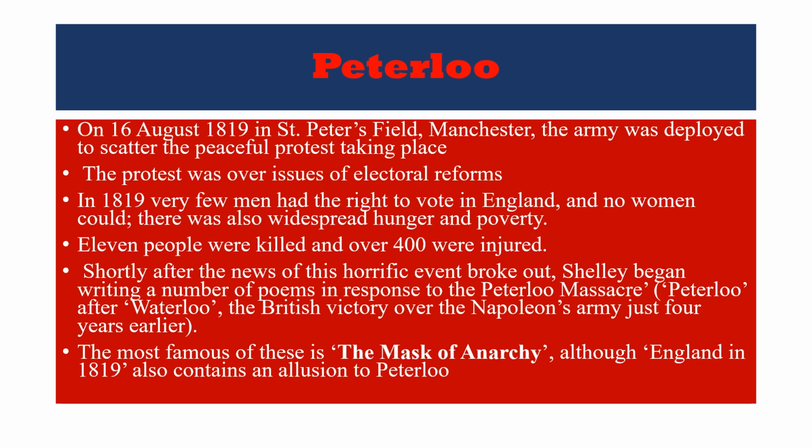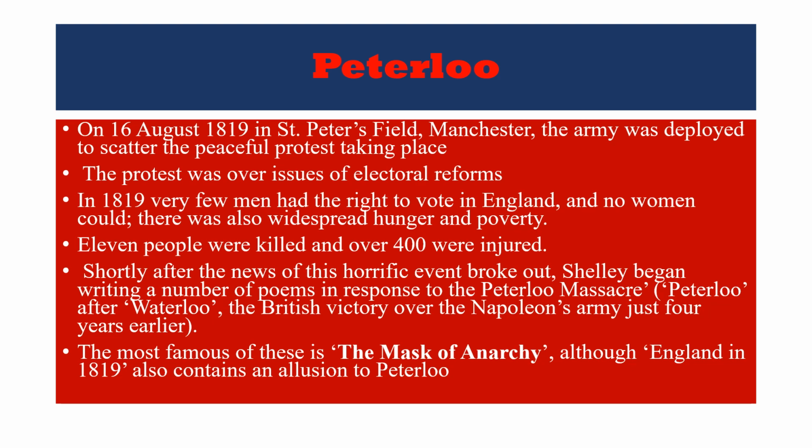In 1819, very few men had the right to vote in England, and no women could. There was also widespread hunger and poverty because the economy was in very bad shape. During this action, 11 people were killed and over 400 were injured.